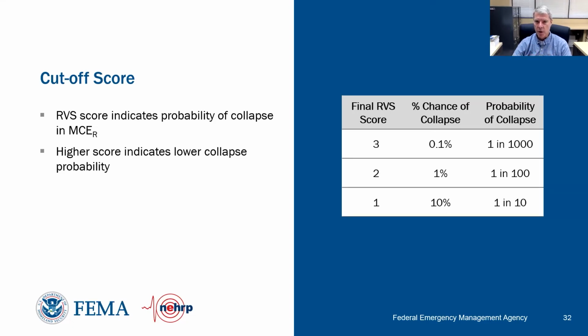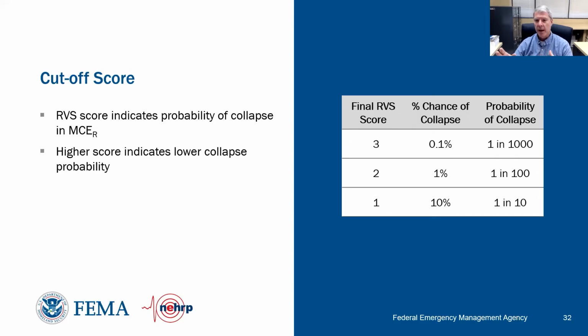So if you have a final RVS level 1 score of 2, that says that you have a 1% chance of collapse in your building, which is a probability of 1 in 100. That is generally considered acceptable risk and reflective for life safety within our building codes. So that's a table reflective here.